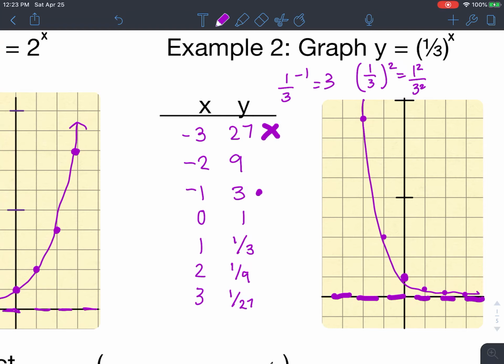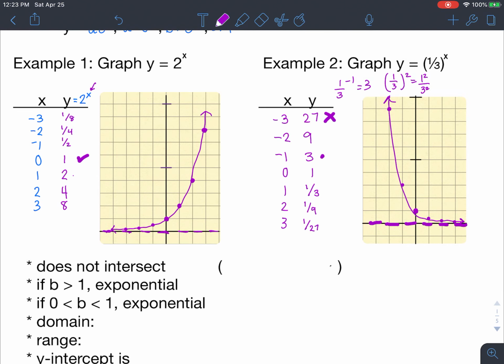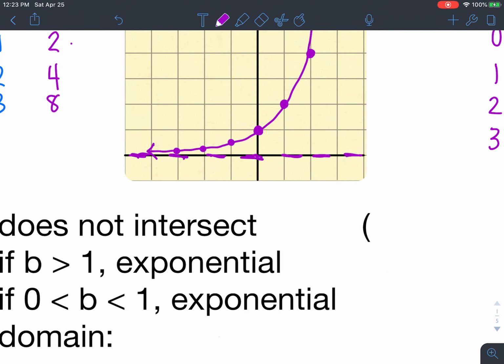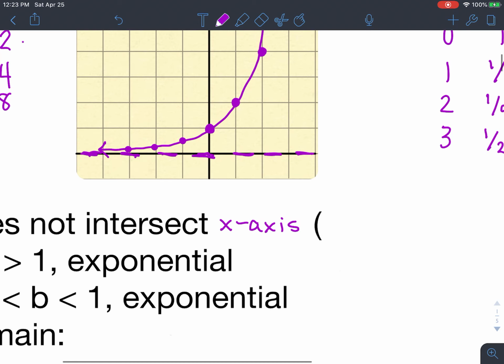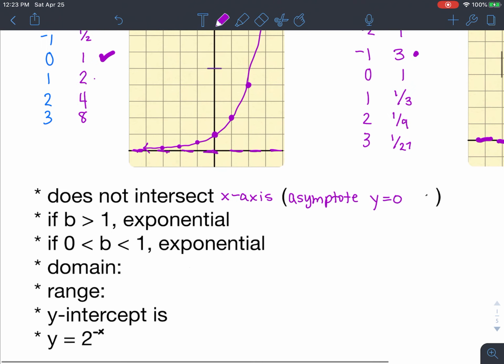So you want to bend your graph, and you want to make sure that you're trying to avoid the x-axis. Definitely don't cross the x-axis on an exponential graph. Okay, so down here we're just going to make some notes about some things that we saw. So exponential graphs do not intersect the x-axis unless there's some sort of shift. And that creates an asymptote of y equals 0, because that's the equation of the x-axis.